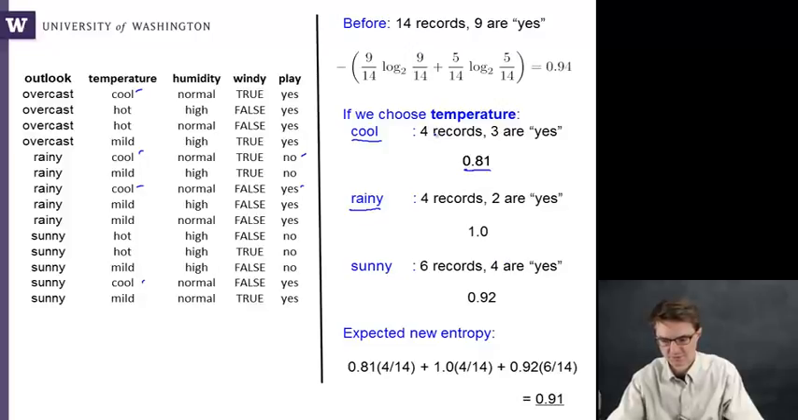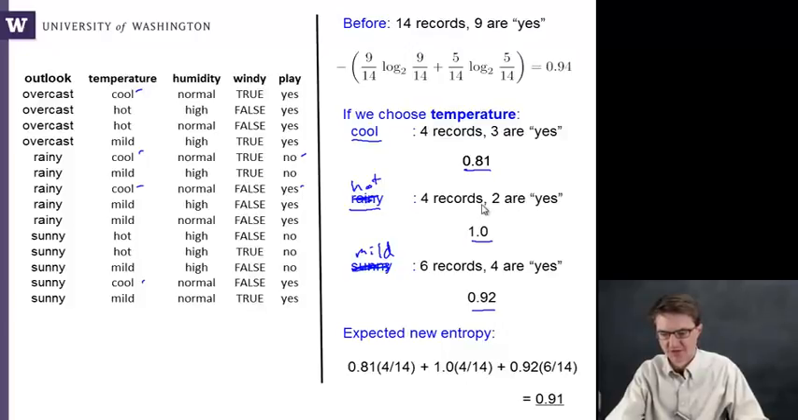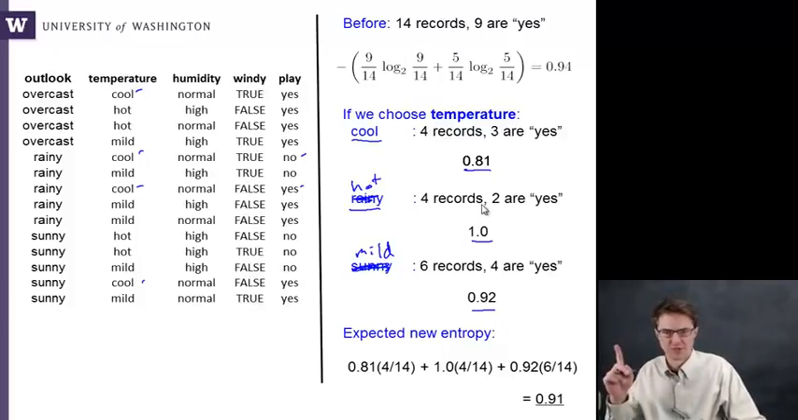Oh, excuse me, this should be hot, and this should be mild. All right, and so you can compute the same values here. And so with hot, we have exactly 2 records are yes out of 4, and so that's 50-50. And remember, that's always unpredictability of 1. Okay. And then finally, when it's mild, there's 6 records, 4 yes, and we get an unpredictability of 0.92. And so then you plug in the formula, and the expected new entropy is 0.91.